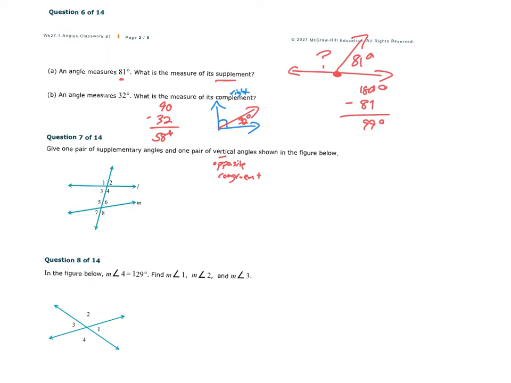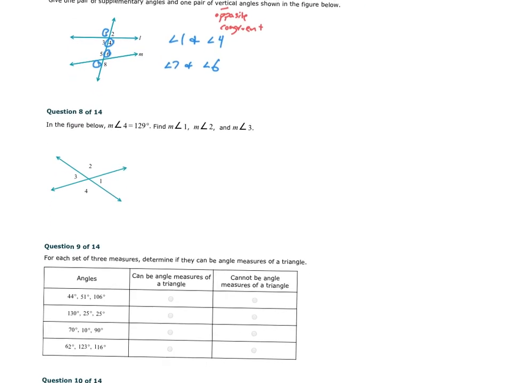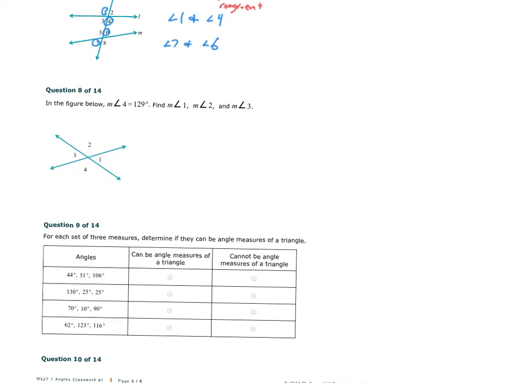So 1 and 4 are vertical. 7 and 6 are vertical. They're opposite each other, and they'll have the same degrees. They're congruent.